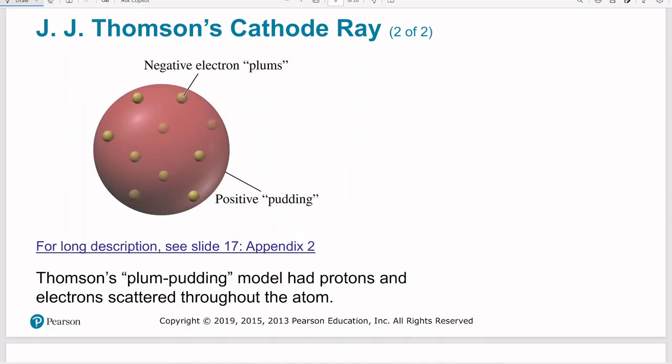Now, puddings at the time weren't like puddings that we think of today in the United States. They were more solid and often contained little fruits within them. So he called this a plum pudding model, and plums could be used to describe any little candied fruit or something like that. And he had negatively charged species, which he called plums, and a positively charged sphere of density around it that he called the pudding. So the plums were distributed throughout the pudding in his plum pudding model of the atom.